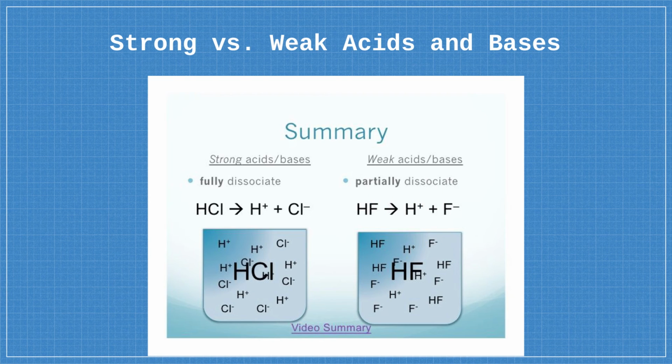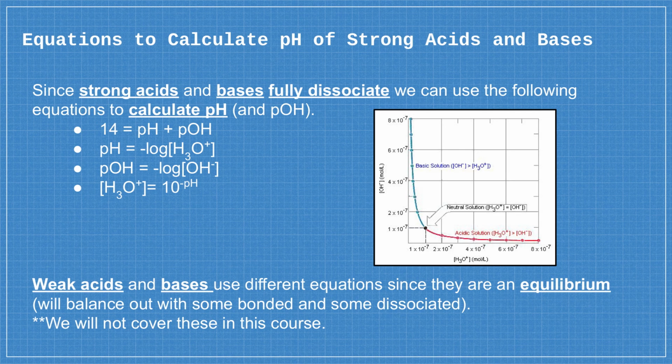Weak acids or weak bases partially dissociate. So here you have HF, which is hydrofluoric acid, which is a really dangerous acid. However, it's not considered a strong acid by chemical standards because when it is dissolved in water, it doesn't completely dissociate. You would still find some HF molecules in solution in addition to the H plus and the F minus ions.